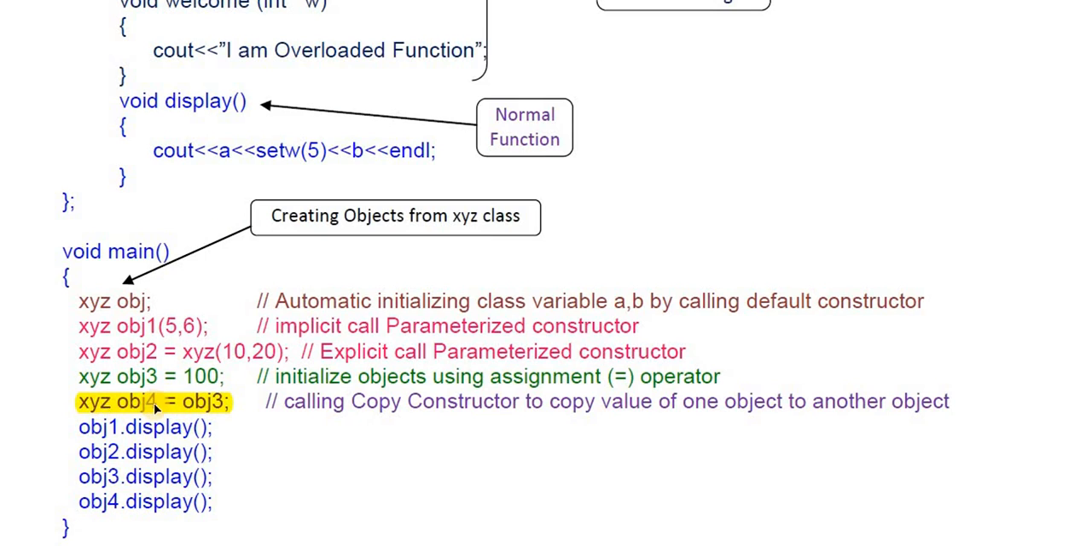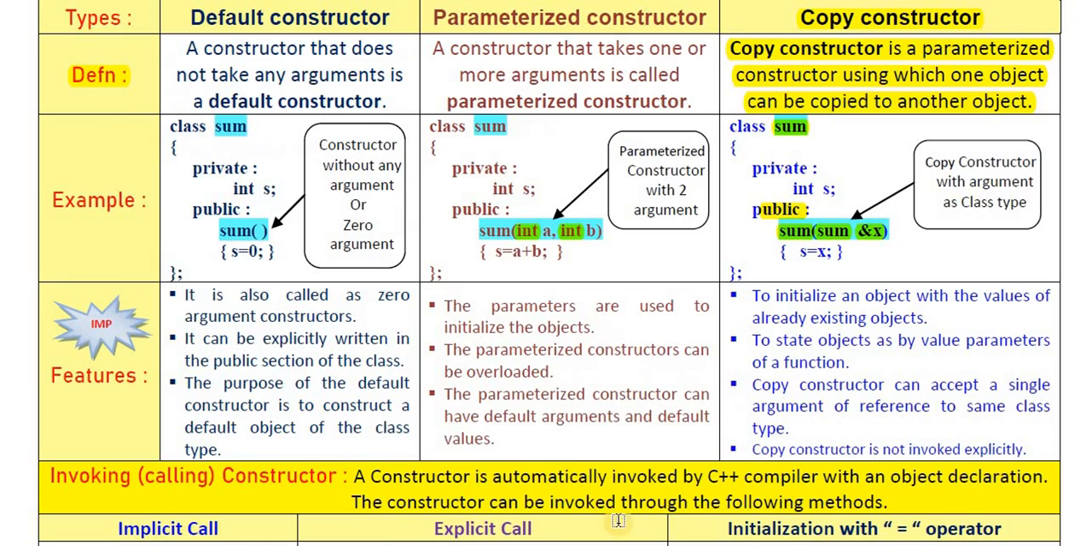Here you can see the example of copy constructor. Here xyz is the class name, and object 4 is a new object we are creating, and object 3 is already created. Object 3's value is 100. So we are copying this 100 value of object 3 into object 4 by using the equal to operator. This is called calling the copy constructor, or this is done using the copy constructor. So just remember what a copy constructor is: a parameterized constructor used to copy the value of one object into another object.